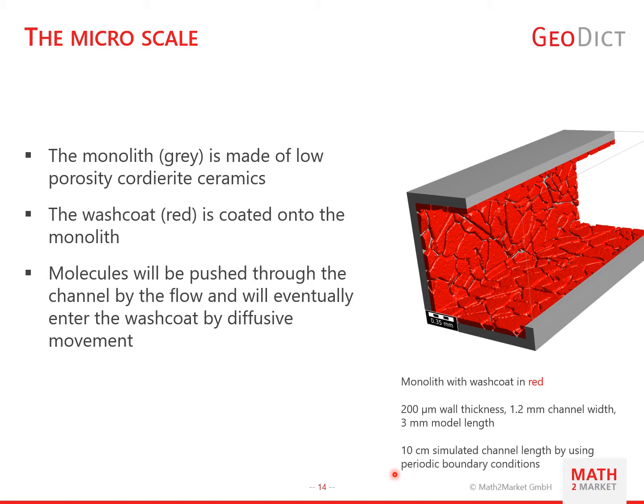But in reality, we want to simulate 10 centimeters of simulated channel length, and we do this by using periodic boundary conditions. What we will simulate here is that molecules will be pushed through the channel by the flow, and eventually they will enter the red Washcoat by diffusive movement, and they will undergo the reaction inside this red Washcoat.